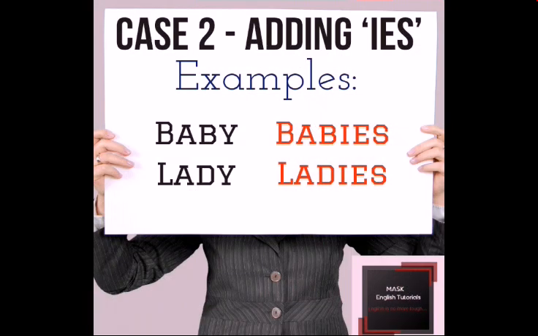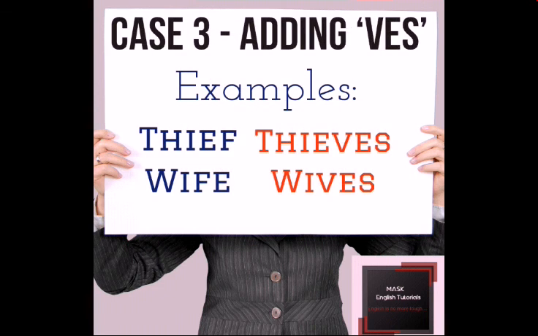Case 2: Adding ies. Nouns ending with y preceded by a consonant form their plural by changing y into i and adding es. Examples are baby, babies, lady, ladies. Here, the letter y is removed and the letters i, e, s are added at the end of each singular noun.